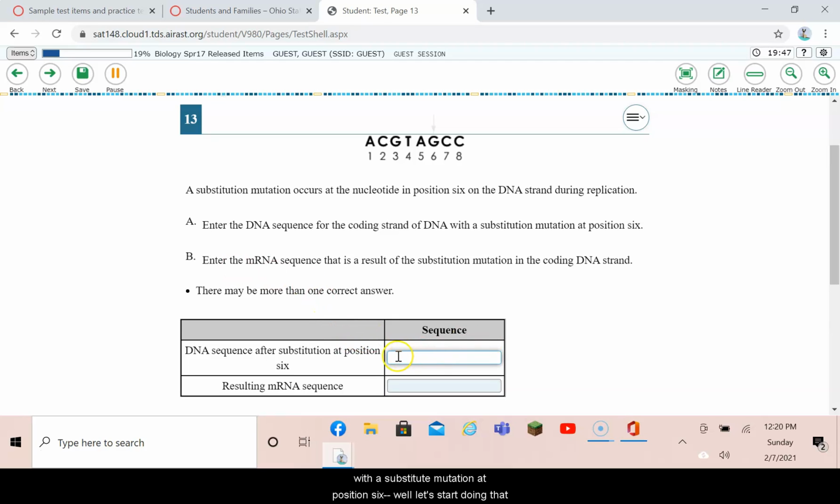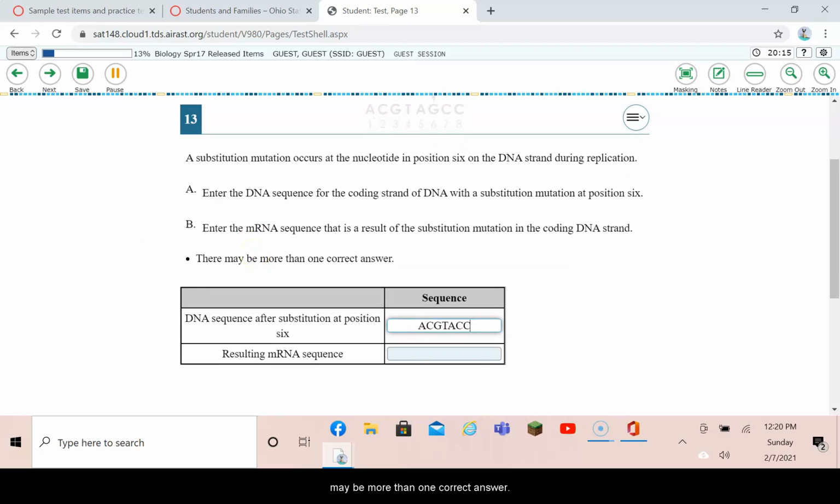Well, let's start doing that. We have an A, we have a C, we have a G, we have a T. Instead of putting a G there, we're going to put an A. And then we're going to put C, C. Okay? Now, B says, enter the messenger RNA that is a result of the substitution mutation in the coding DNA strand. There may be more than one correct answer.